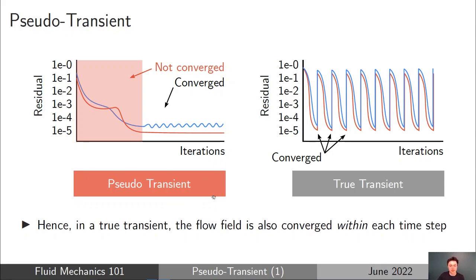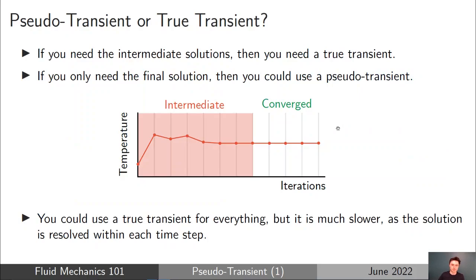In the pseudo-transient approach, the intermediate solutions are not converged and only the final solution is converged, whereas with a true transient approach, the intermediate solutions are also converged. So this time step, we have a converged flow field. This time step, we have a converged flow field, and so on as we go through.